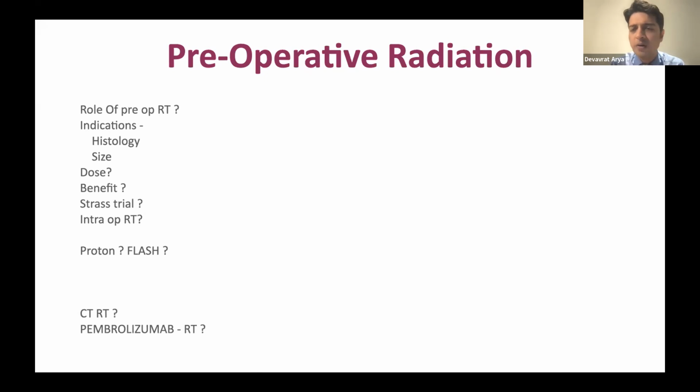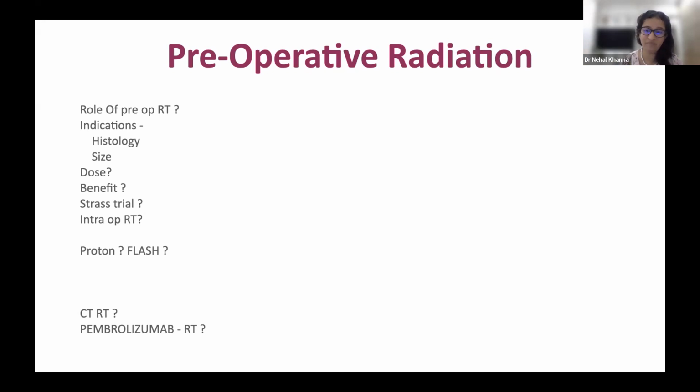But just for the sake of completion, Dr. Nehal, we hear a lot about proton. We hear a lot about flash. Do you see any role of these strategies? We know how difficult it is to radiate in the retroperitoneum. Do you see any studies? Do you foresee some data coming in the future saying that this is making radiation easier or more effective?